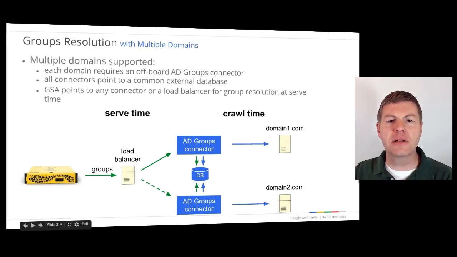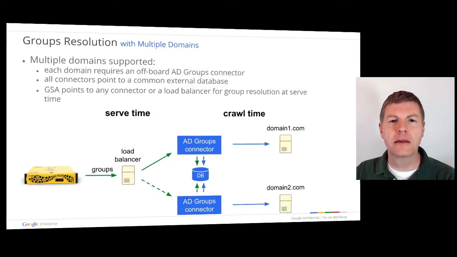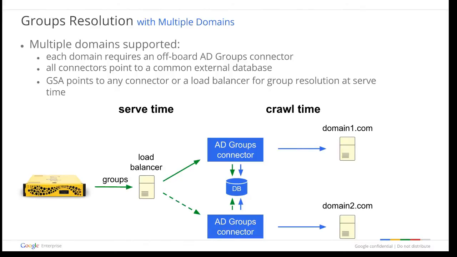As mentioned previously, the AD groups connector supports a single domain. If you have multiple domains, you will need one AD groups connector for each domain. Each AD groups connector will point to the domain controller for its respective domain. With version 3 of the AD groups connector, you will need all instances of the connector to share a single database, so that the GSA can query one instance at serve time to identify group membership across all domains.